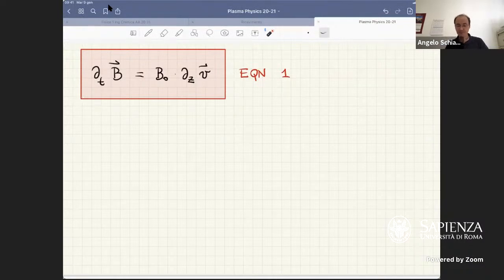Now we have to get the second half, and we have to use another dynamical equation. For B, we used Faraday's law. Now we need a dynamical equation for the velocity field. So we are going to use the fluid momentum equation, which is the dynamical equation for the velocity field. So we use the fluid momentum equation.